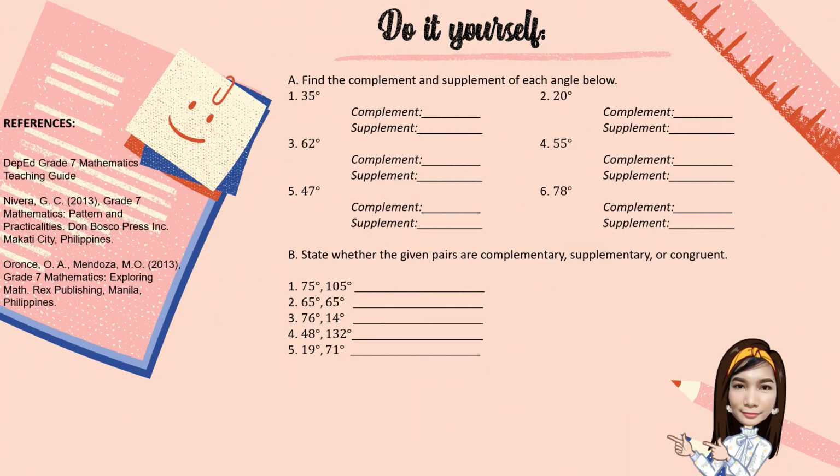Now, it's your turn. Do it yourself. For letter A, find the complement and supplement of each angle below. For letter B, state whether the given pairs are complementary, supplementary, or congruent.